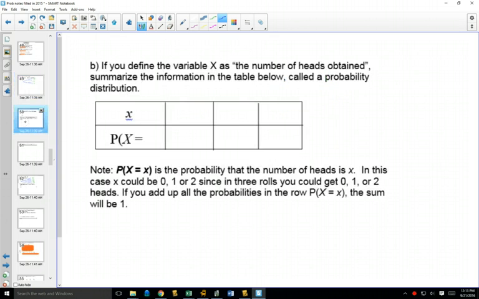Our probability distribution for this is we set up a chart and we define capital X to be something. In this case, we're going to define X to be the number of heads that you could get. So you decide something within your experiment and define that as X. So if we were saying the number of heads that we could get, and we looked at our sample space before, it's possible to get no heads, it's possible to get 1, and it's possible to get 2.